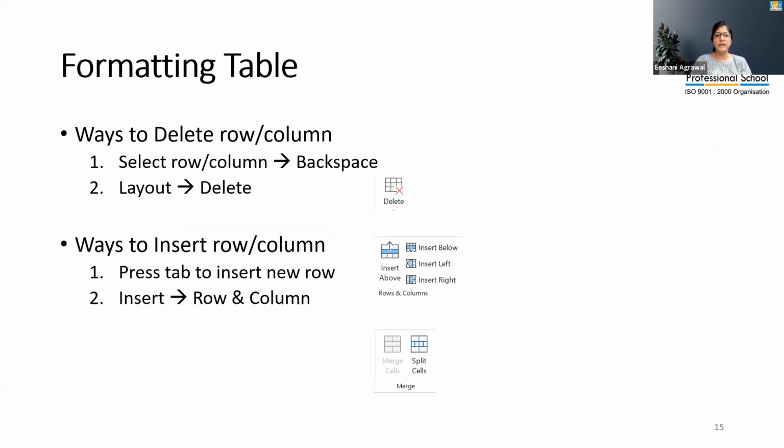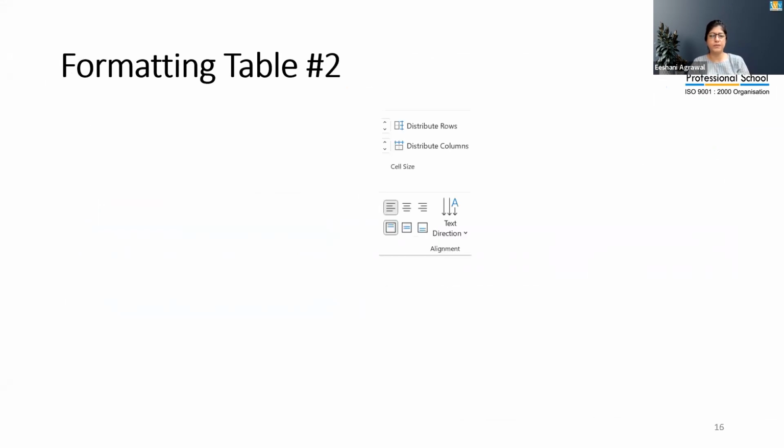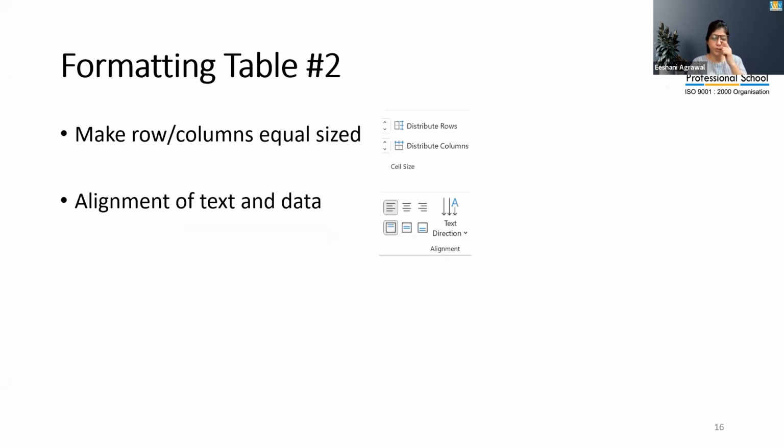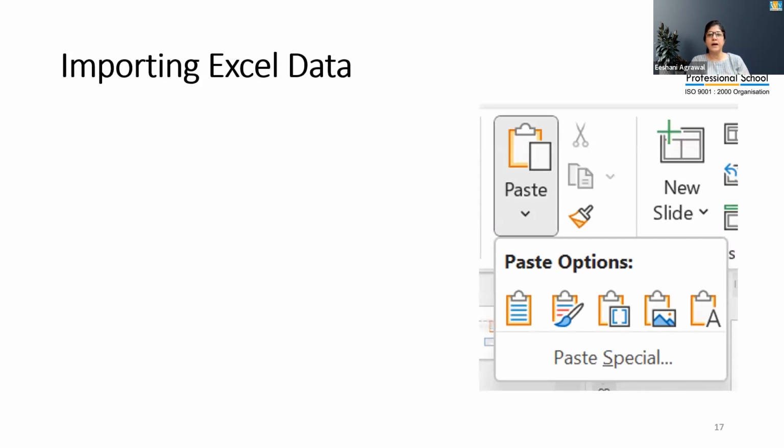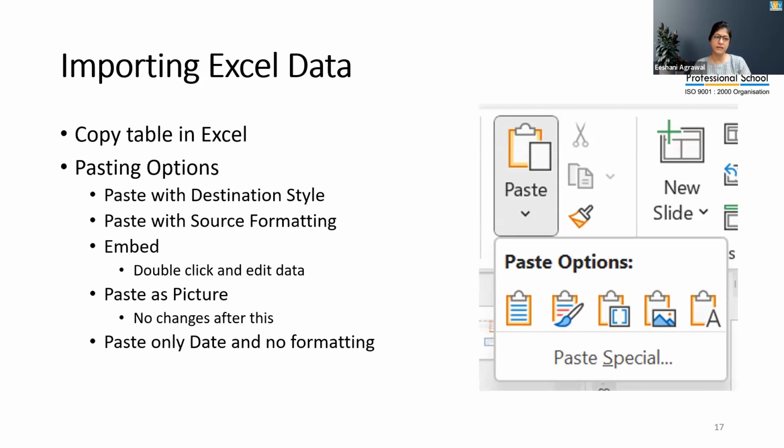So we spoke about deleting, inserting and splitting. Then equal size, and I spoke about the alignment. The other thing I want to talk about, which I think I've already shown you, is when you're exporting data from Excel: you copy the table in Excel, and what are the various pasting options that we get? The pasting option we get is paste with destination style. It means whatever style you are using in your PPT is what it is going to adopt. Paste from source formatting.